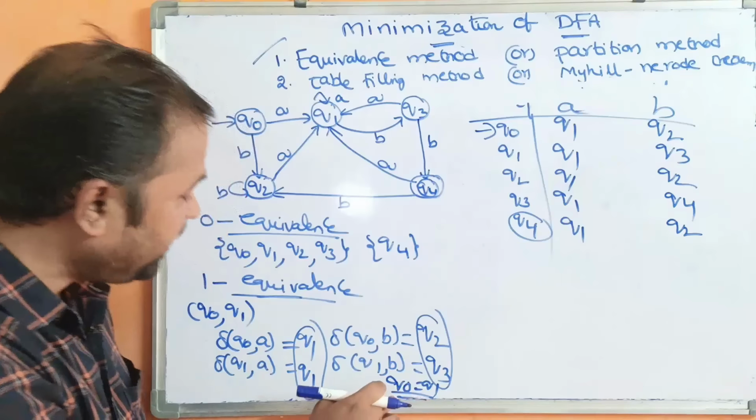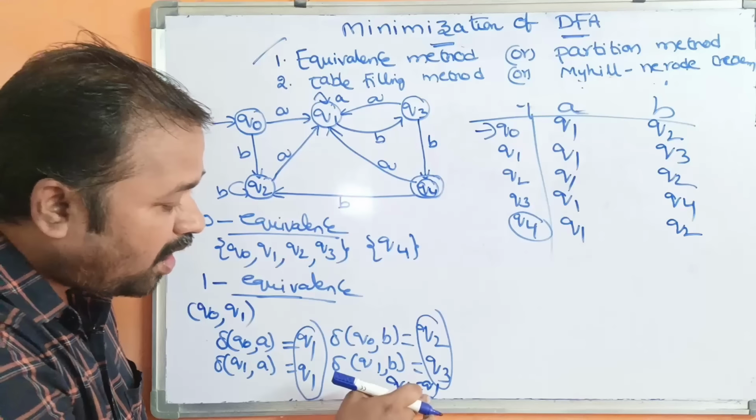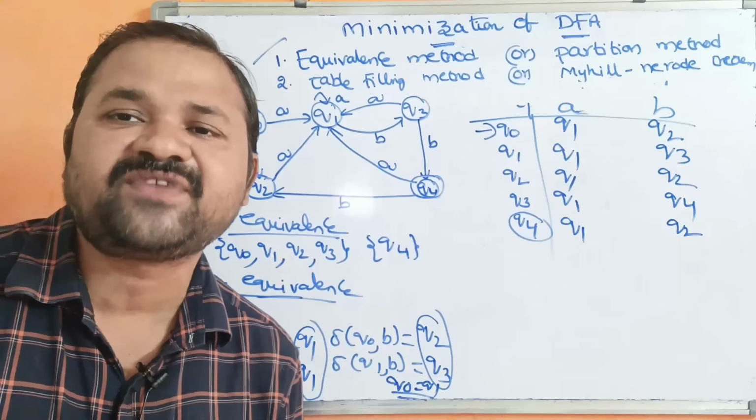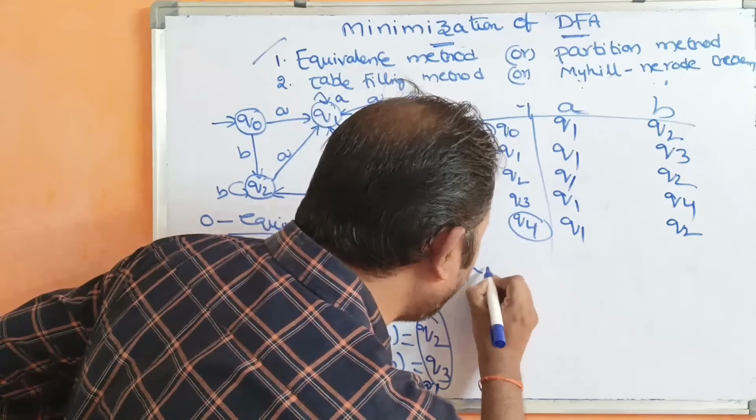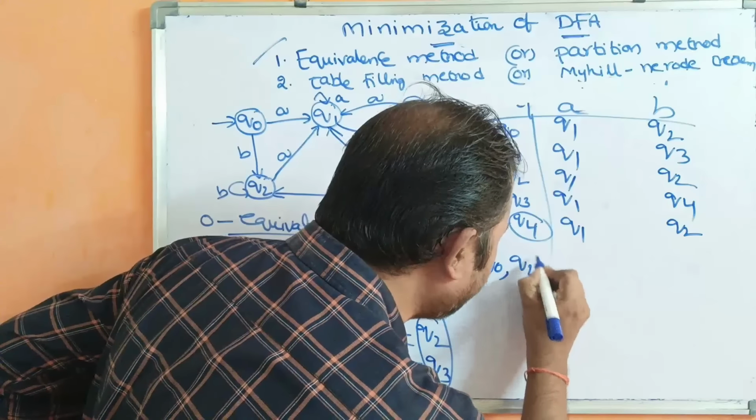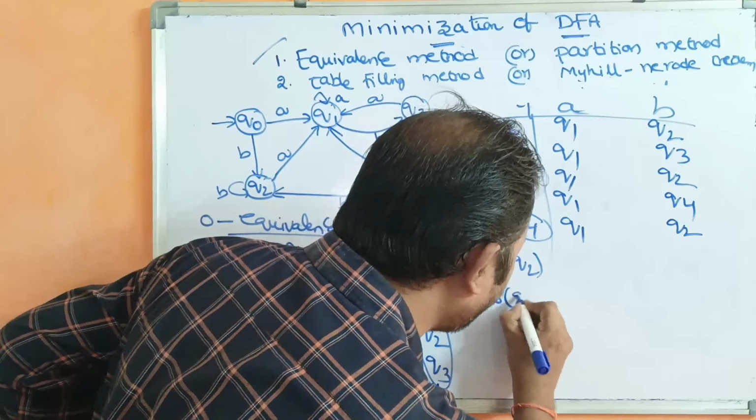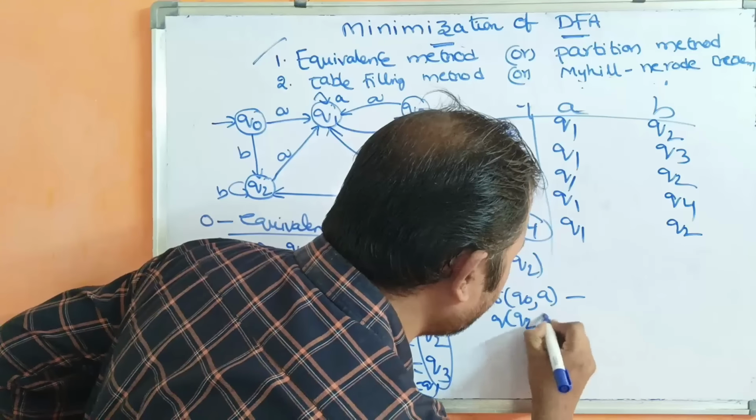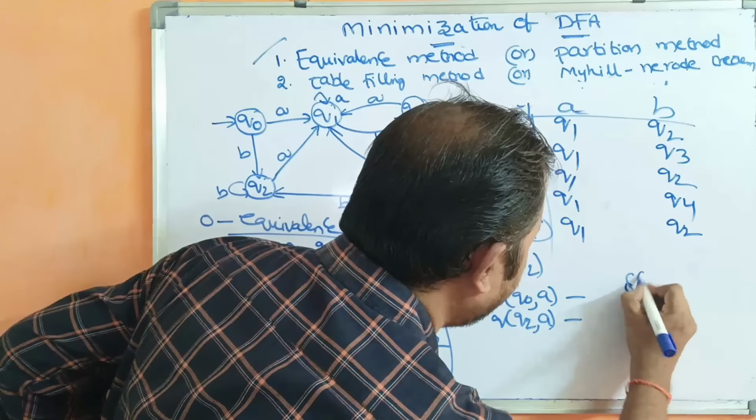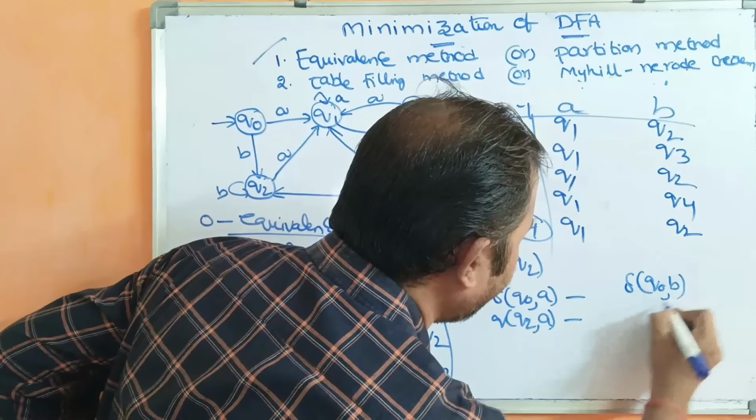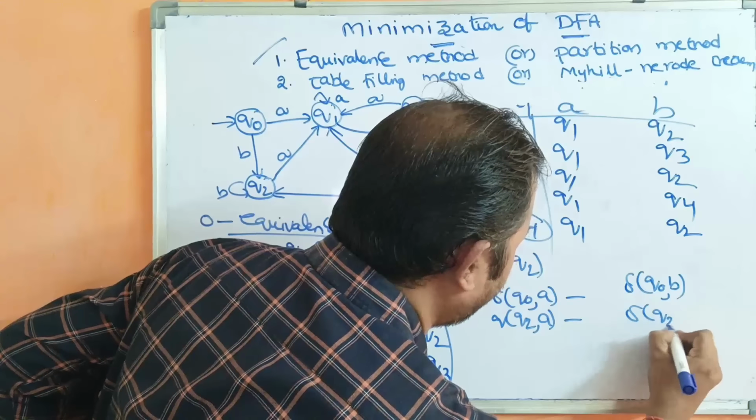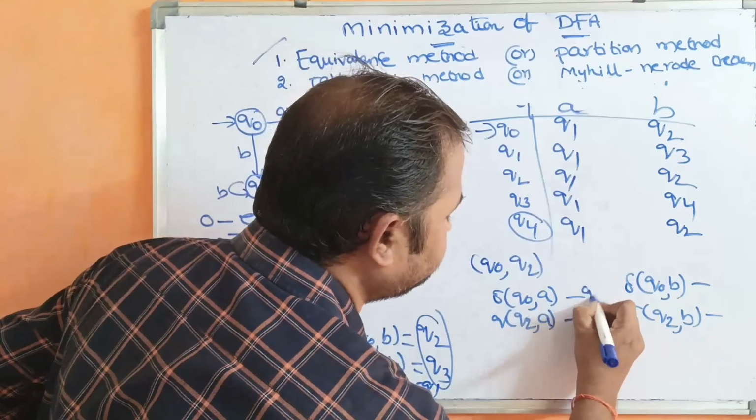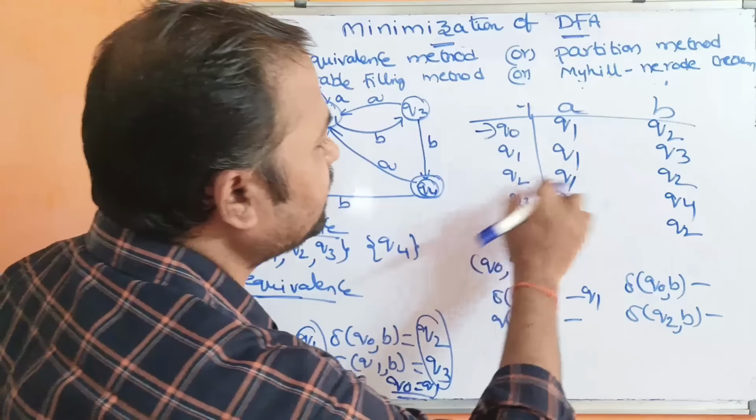Now we have to compare Q0 with Q2, or we can compare Q1 with Q2, because Q0 and Q1 are equal. Let us compare Q0 with Q2. So delta of Q0 comma A, delta of Q2 comma A, delta of Q0 comma B, delta of Q2 comma B. What is Q0 comma A? Q1. Next, Q2 comma A, Q1.